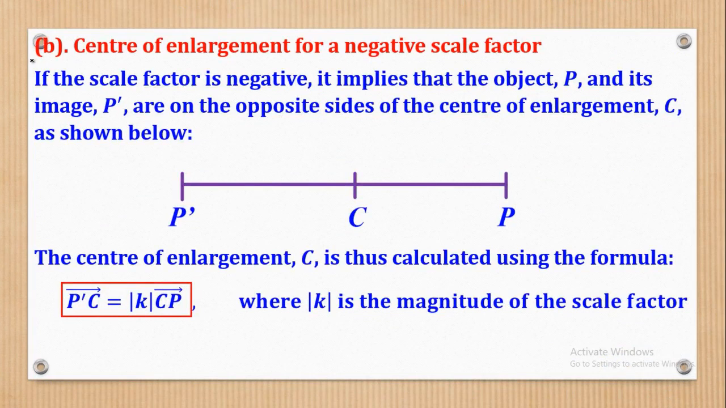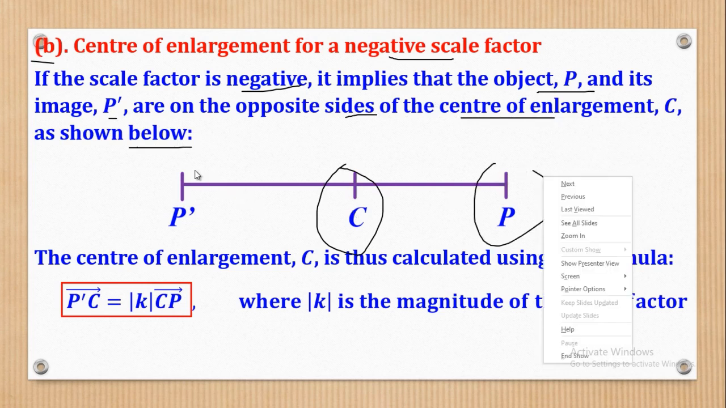Now we shall go to part B, which says center of enlargement for a negative scale factor. If the scale factor is negative, it implies the object P and its image are on opposite sides of the center of enlargement. Therefore, when we make a sketch, this will be the center of enlargement, the object will be here, and the image will be this side.